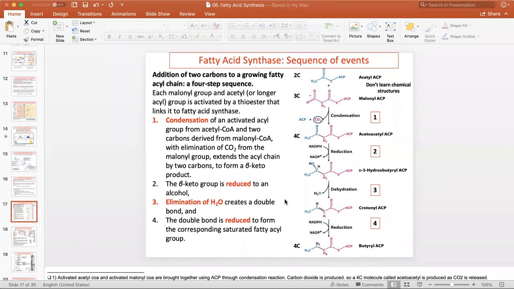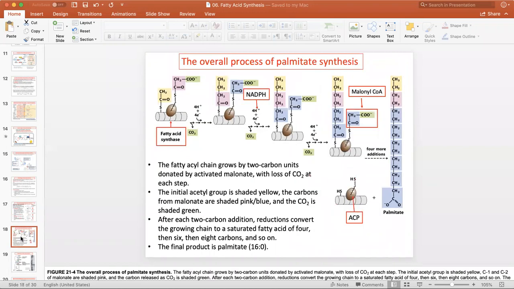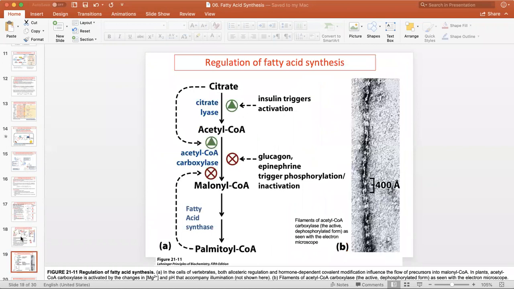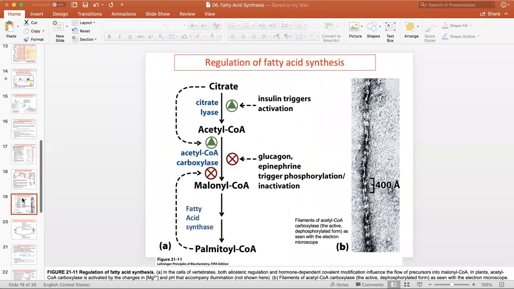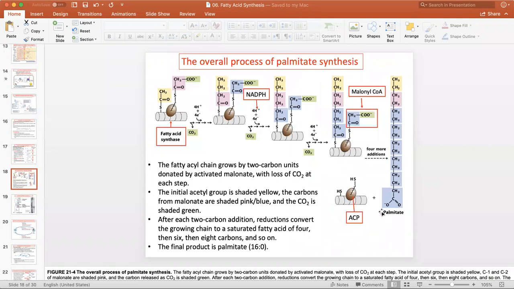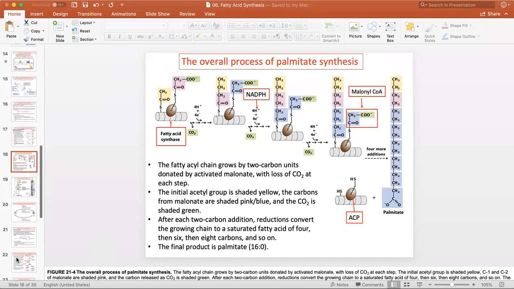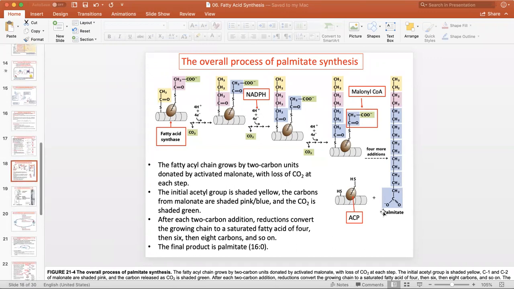Next step, we take the same thing. We add 2 carbons until it reaches 6 carbons, then 8, and so on. So these 2 slides explain the same thing that I have just talked about. The previous slides were mainly talking about the third step. So we are done with the palmitate, which is your 16-carbon molecule. What do we do with the 16-carbon molecules? We'll discuss probably in slide 22. So after 3 slides, we will see what we do with this palmitate.